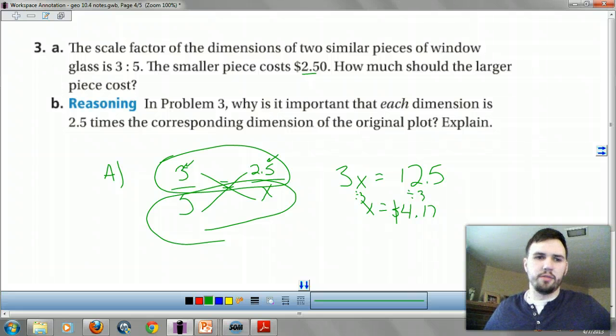In problem 3, why is it important that each dimension? I have no idea, because that problem's not on here, so we're going to skip that part.